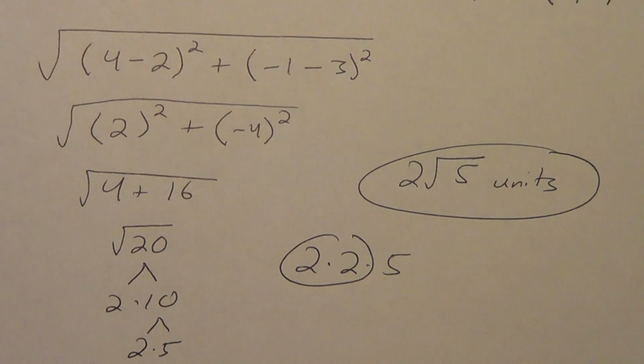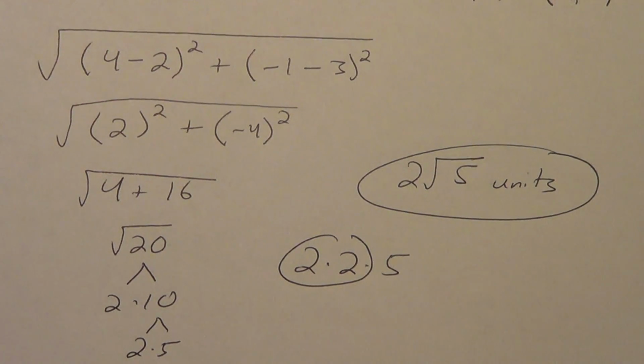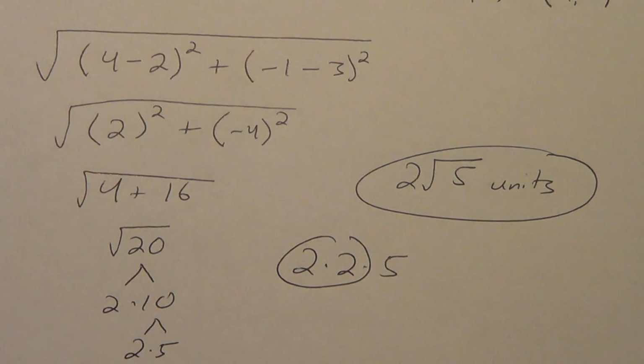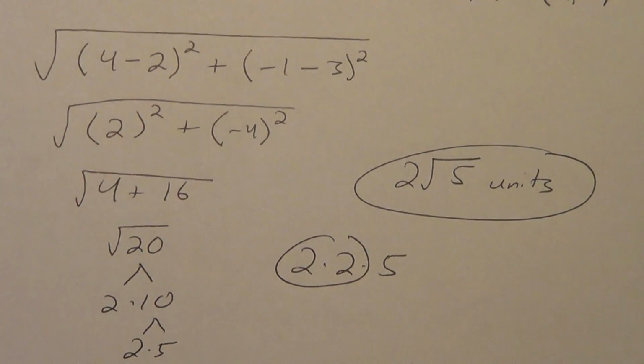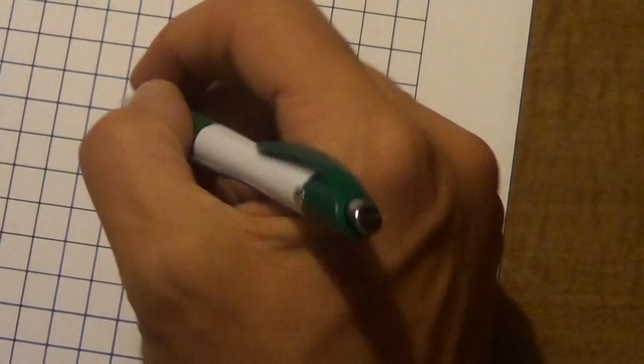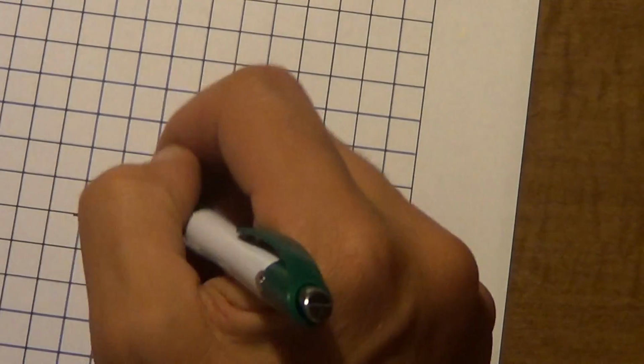Alright, now let me show you why that works real quick. Alright, so I gotta grab this other piece of graph paper. I haven't actually graphed this one yet, but let me show you real quick. So 2, 3. I'm just gonna real quick darken this up right here to be my kind of center point.